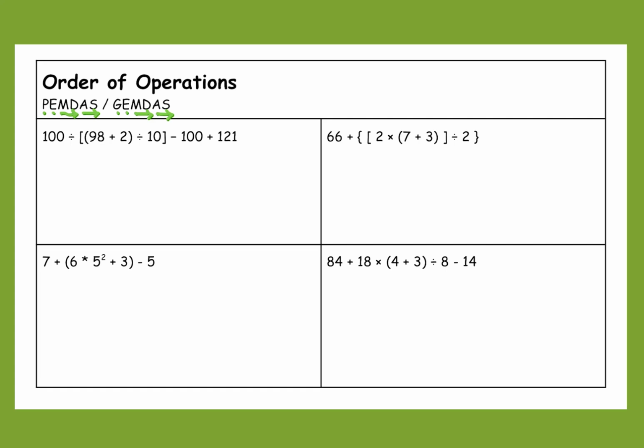Looking at the first problem, we can find the innermost grouping symbol, the parentheses. This has 98 plus 2. This is the first problem we do. 98 plus 2 is 100. We write that directly beneath our problem and we bring everything else down.